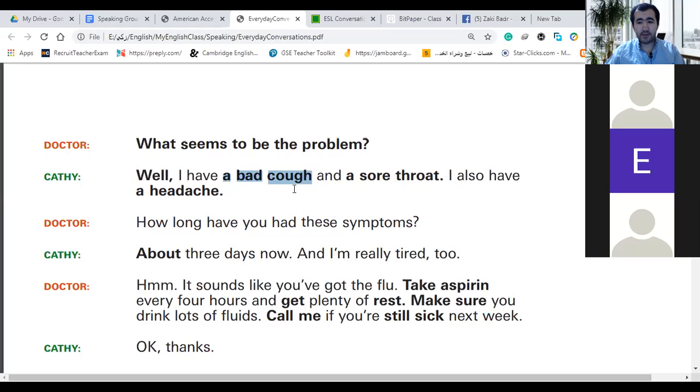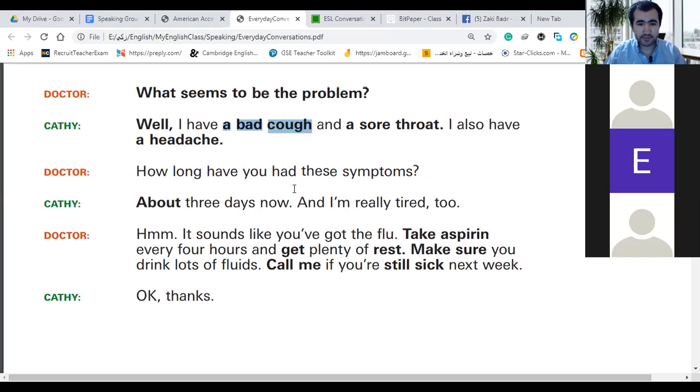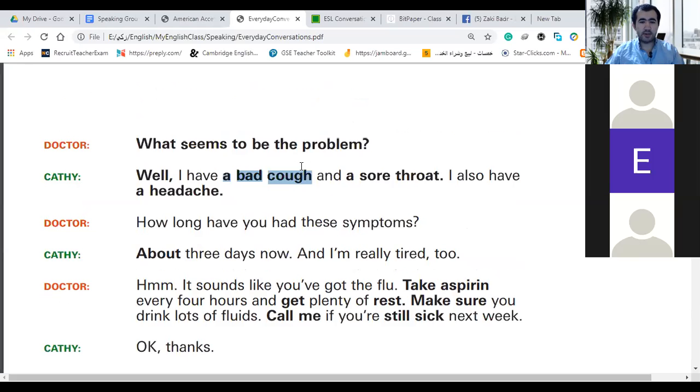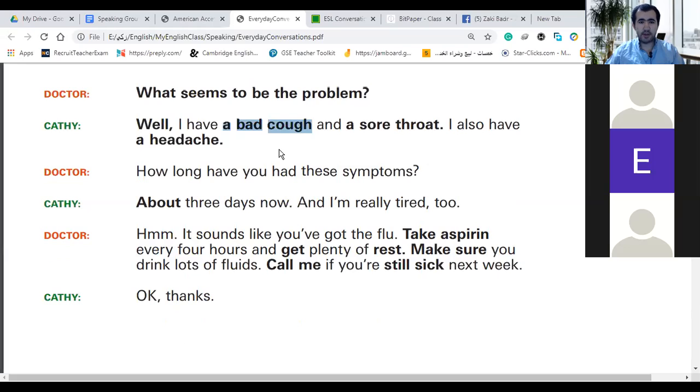Say it out loud, please. Say it out loud. Lose your smell and taste. Yes, you don't have the ability to taste something or smell something. How long have you had these symptoms? About 3 days. Like 3 days, maybe 2.